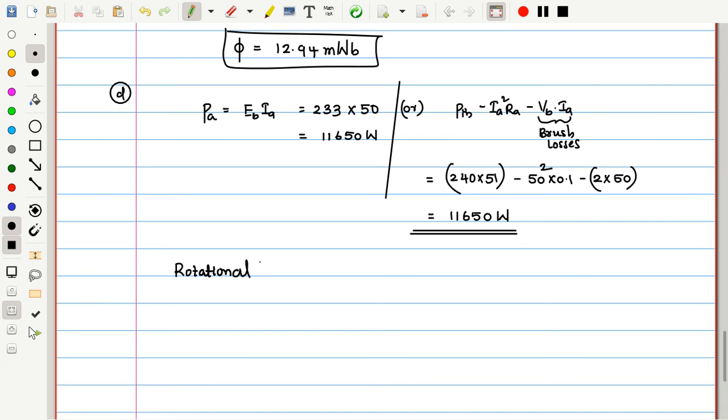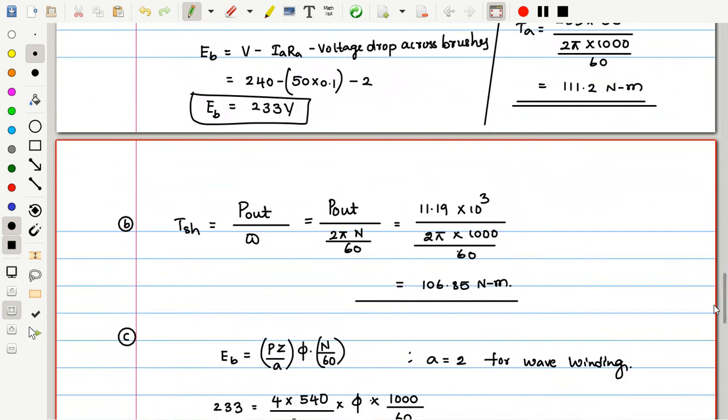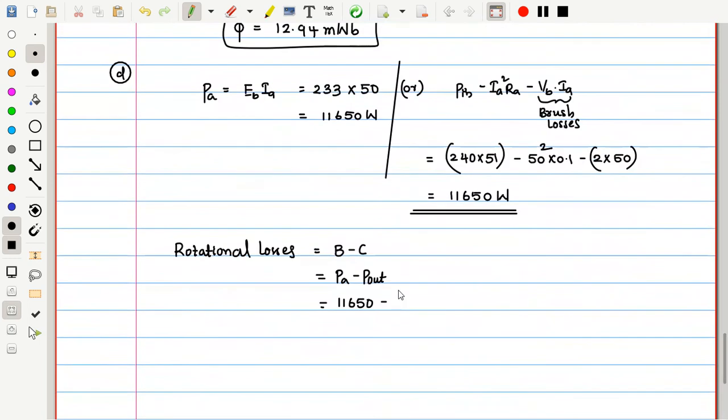Rotational losses or stray losses or iron and friction losses is equal to this we said as, so B minus C. So what is B is armature power. What is C is output power. So these things already known. So armature power is 11650. Output power is 11 point, how much? 11.19 kilowatt. So triple one nine zero. So this is what the difference. So this difference is 460 watts. Just verify this. These are the rotational losses or sometimes called as stray losses.